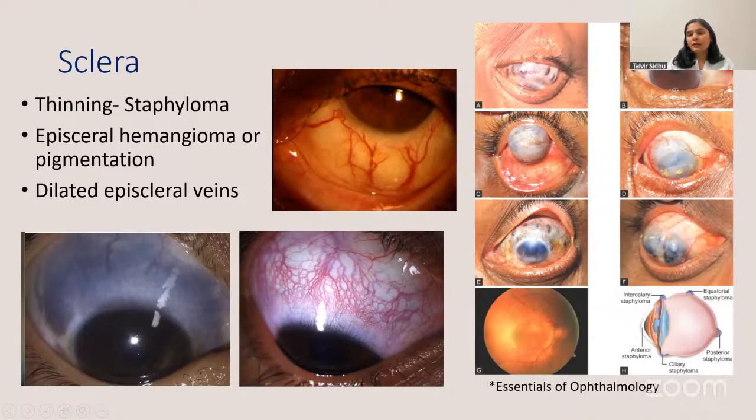There can be intercalary staphyloma as seen here. There can be ciliary staphyloma as seen here. These are intercalary staphylomas. There can be a mix of multiple staphylomas also in a chronic painful blind eye. And here you can see an episcleral hemangioma, which is causing glaucoma in this eye. Here you can see dilated episcleral veins due to a corticocavernous fistula, which can also cause a secondary rise of IOP.